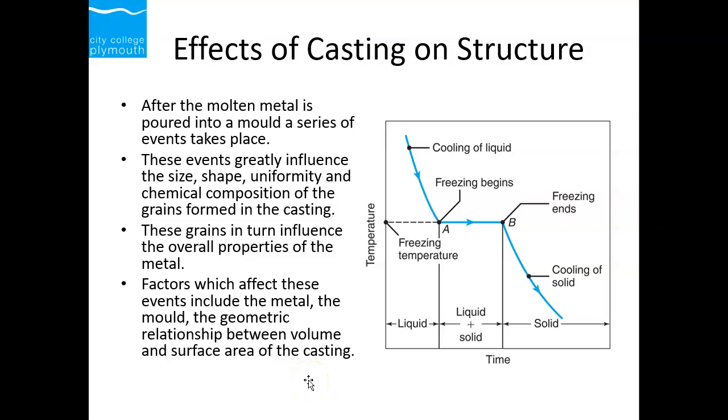Now let's talk about casting. When we pour the molten metal into any mold, the freezing starts. Initially the temperature will drop, the metal will start to cool. It will reach this point A. At this point A, the freezing of the metal will start. The temperature will be constant until all the metal has frozen, and after that the metal starts to actually cool down.